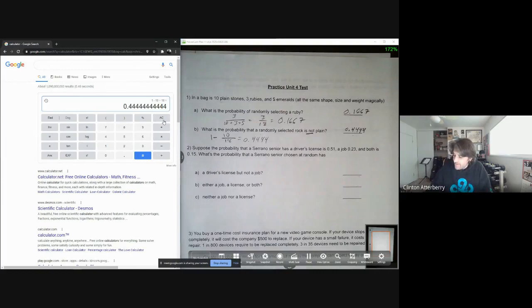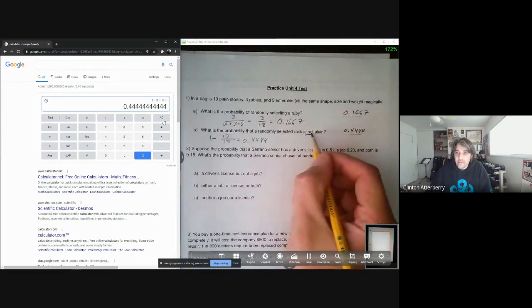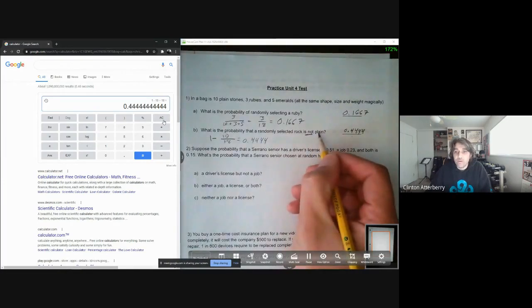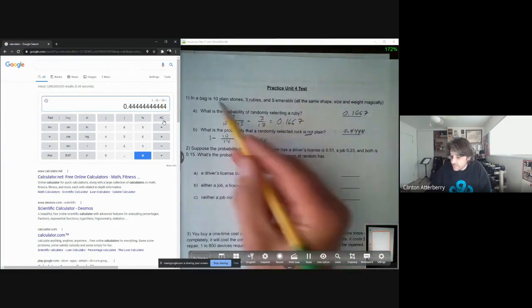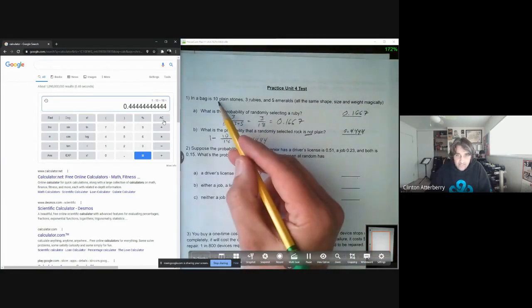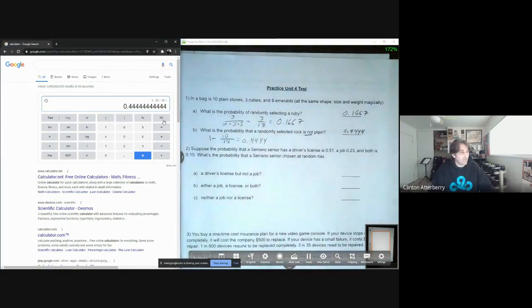Okay, so one more time, this way of thinking is to say what's plain, which would be 10 plain stones out of 18, right? 1 minus that would be not plain. Questions, comments, concerns right now?